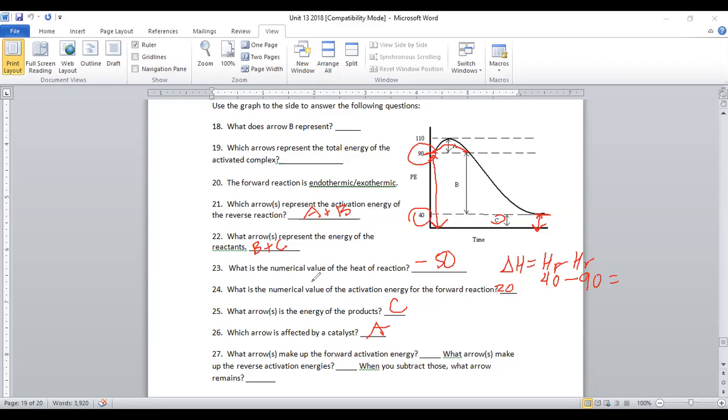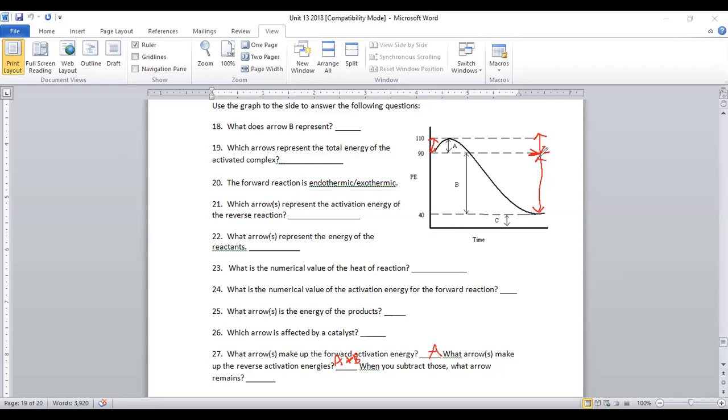Okay, and then 27 is a weird one. So what arrows make up the forward activation? So letter A is forward activation, although it is normally right here. What arrows make up the reverse activation? So reverse activation is here, and it's made of A and B. When you subtract those, what arrow remains? So basically, if I subtract these two, I end up with letter B.